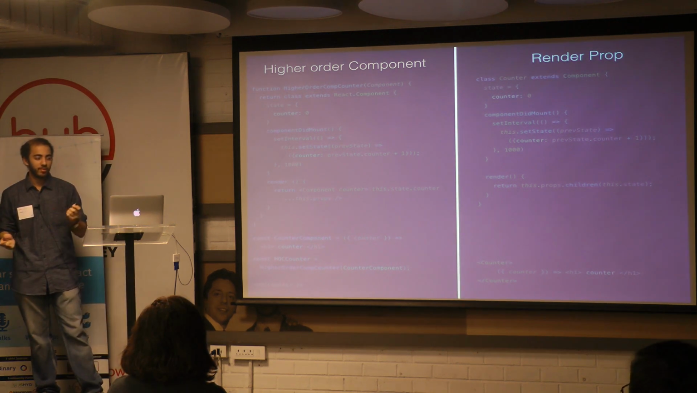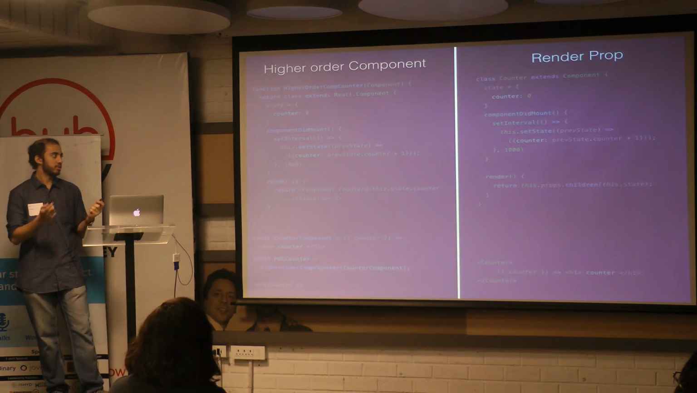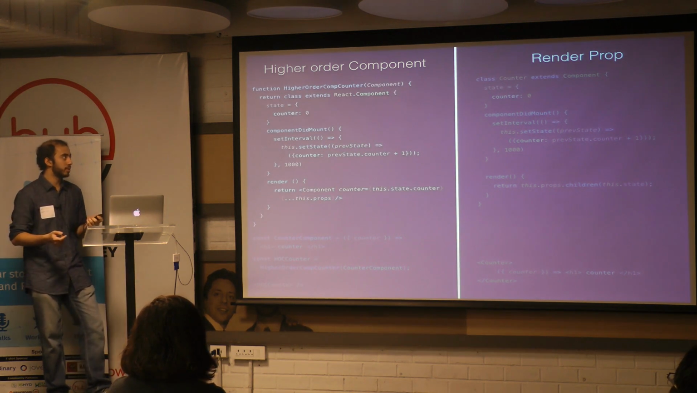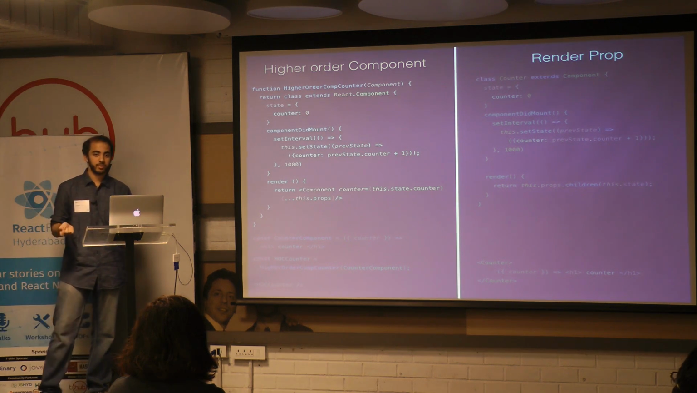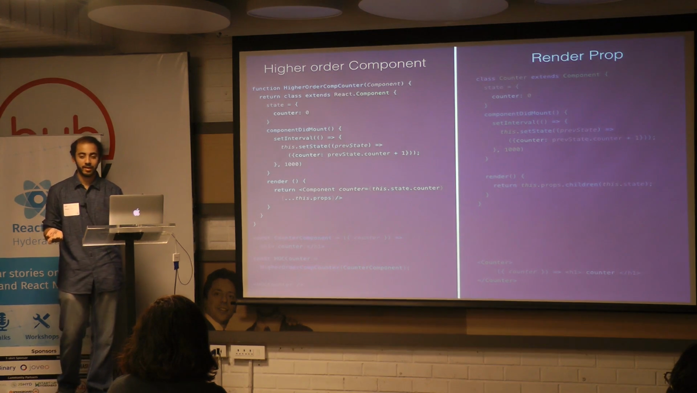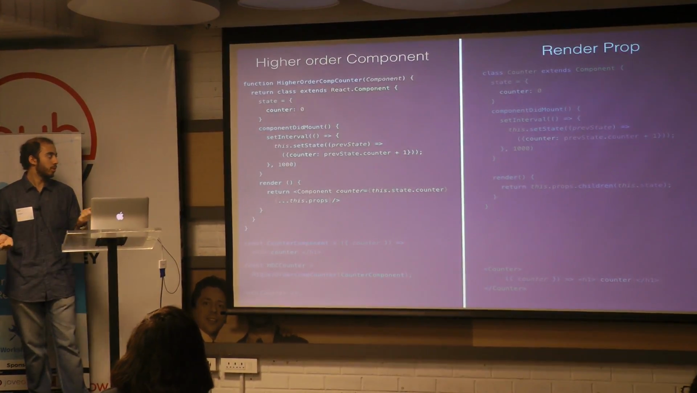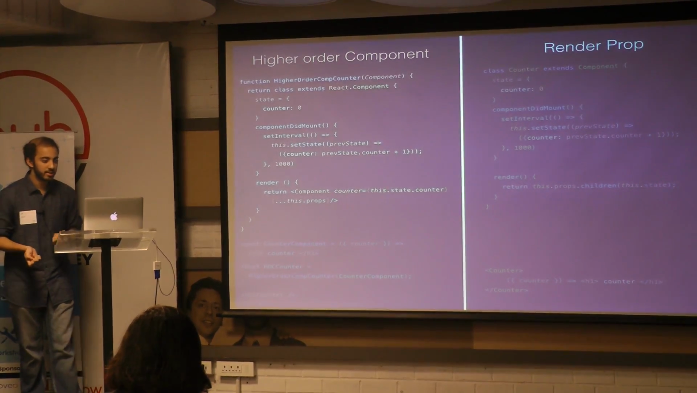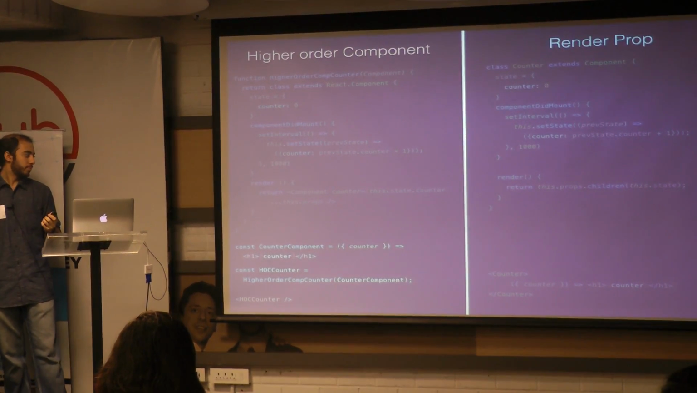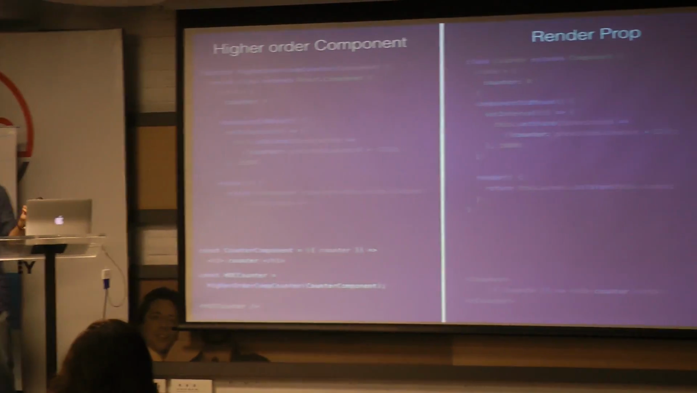So it's a simple example. If I have a counter and I want to show the counter increments every second, it's the same implementation in both cases. You have a function which takes a component, uses the lifecycle method componentDidMount, and uses setState with the callback and increases the count every second. So you pass it in with it.